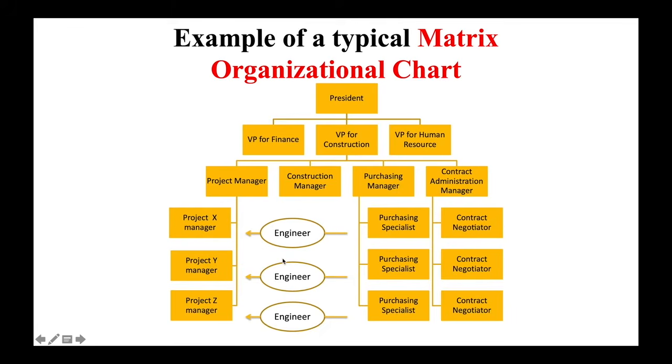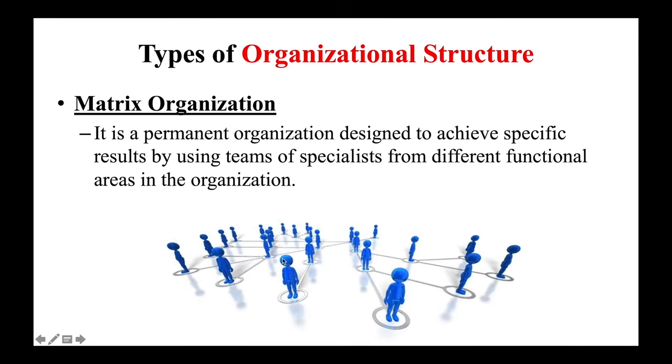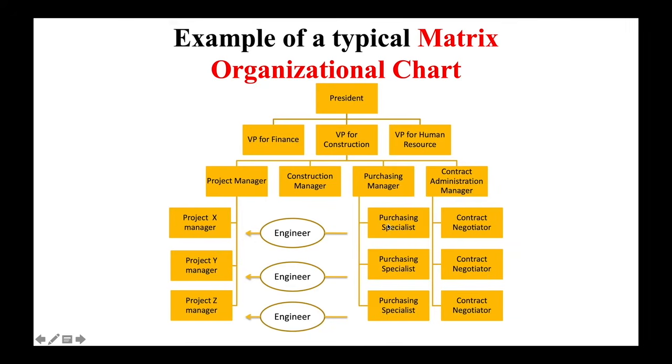And we have this so-called teams of specialists from different functional areas in the organization. Ayun na yung mga nabanggit ko kanina. Etong mga specialist ng purchasing, negotiator ng contract administration department, project management department, and of course, yung mga engineers na nagko-cross-function. Pwede sila lumipat-lipat pa ganon. No? That is the matrix organization.